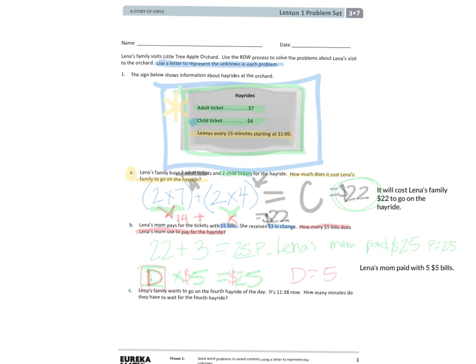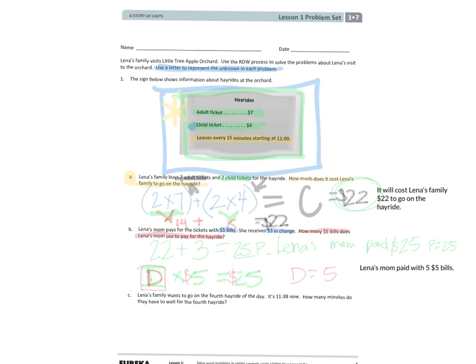Now we'll go ahead and solve letter C. Lena's family wants to go on the 4th hayride of the day. It's 11:38 now. How many minutes do they have to wait for the 4th hayride? So now we're going to figure out how to do time again, and we haven't done time since the beginning of the school year either, so it's a good thing we're reviewing a lot of these skills. We reviewed parentheses, we reviewed solving for the unknown, and now we're going to do some time.